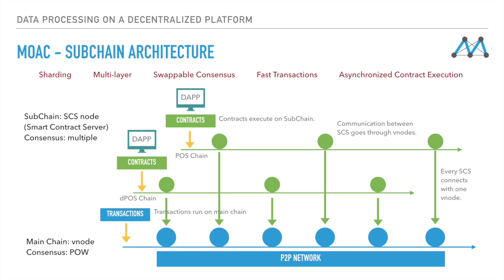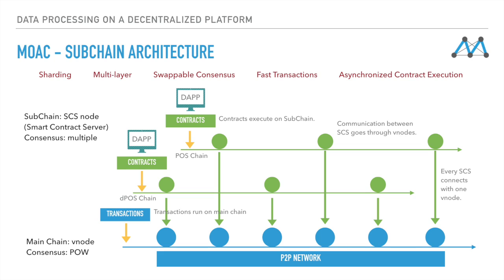Now everything in blue looks very similar to Ethereum. The only difference is that for Moac, it's recommended to only run transactions on the main chain. Why do I say recommended? Because you can still run contracts on the main chain, but you will have to pay more. So the payment structure is changed, so you don't run the contracts on the main chain.